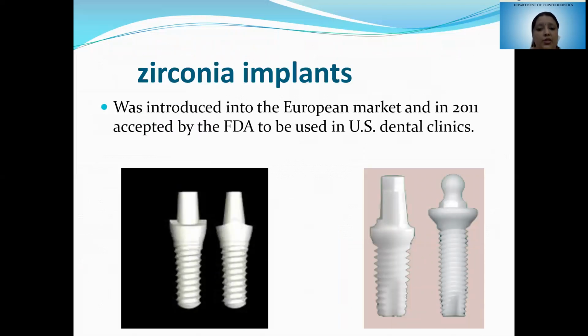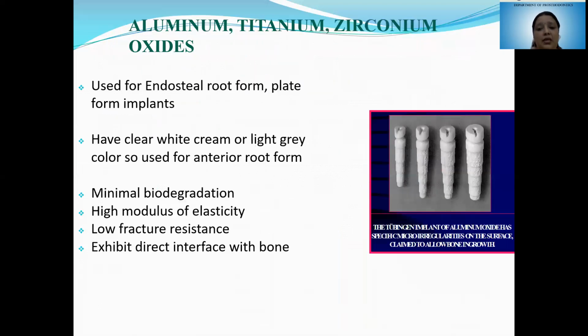Zirconia implants were introduced in the European market in 2011 and are widely used as implants in the anterior region. They can be used for endosteal, root form, or plate form implants. They have a clear white, cream, or light gray color, and they can be used in the anterior region where the bone is thin. They have minimal biodegradation, high modulus of elasticity, but low fracture resistance. And they also exhibit direct bonding with bone.